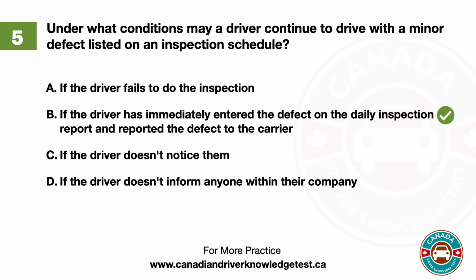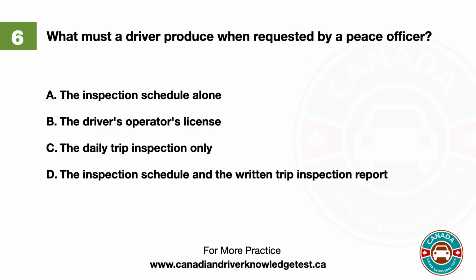Question 6. What must a driver produce when requested by a peace officer? A. The inspection schedule alone. B. The driver's operator's license. C. The daily trip inspection only. D. The inspection schedule and the written trip inspection report. The answer is D. The inspection schedule and the written trip inspection report.